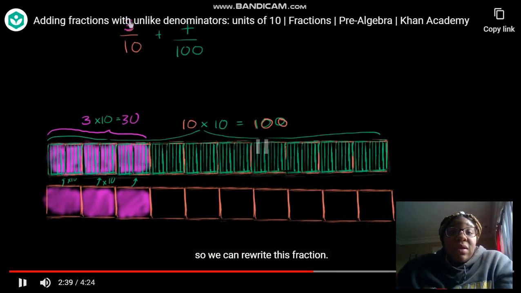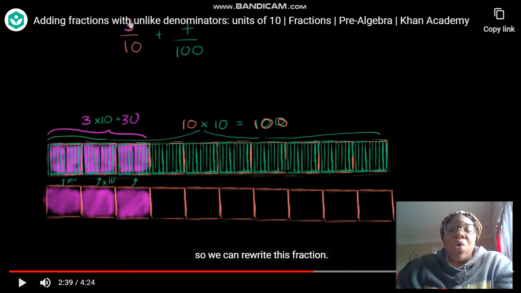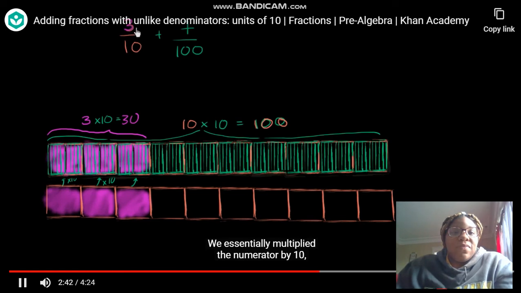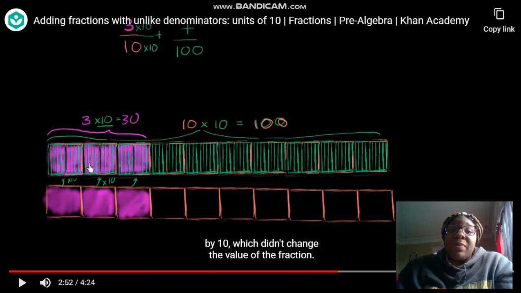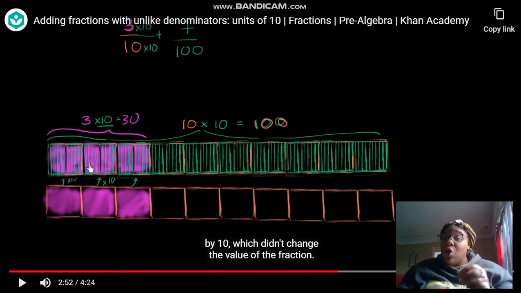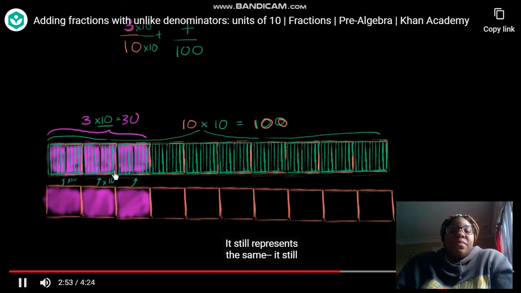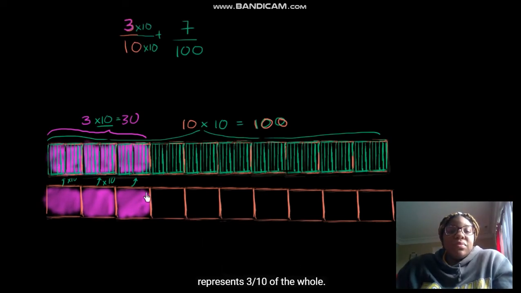So we can rewrite. If you got 30 hundredths, say whoop. This fraction, we essentially multiplied the numerator by 10. We multiplied the numerator by 10, and we multiplied the denominator by 10, which didn't change the value of the fraction. So if he multiplied the numerator and the denominator by 10, what's your whole fraction? Say it one more time. And how do you know it's your whole fraction? What do we know about whole fractions? Good. Let's keep going. It still represents 3 tenths of the whole.